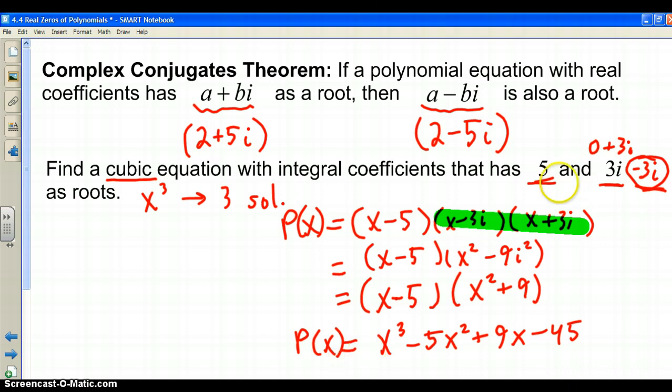Working in reverse, finding the roots first, then finding the factors, multiplying those to get the polynomial. So very similar to what we did the other day, but with this little twist that you had to figure out the third root. We knew there were 3 roots because it was cubic.